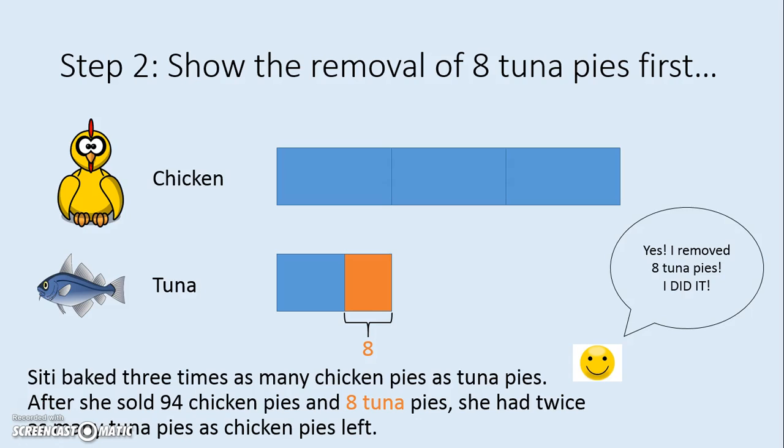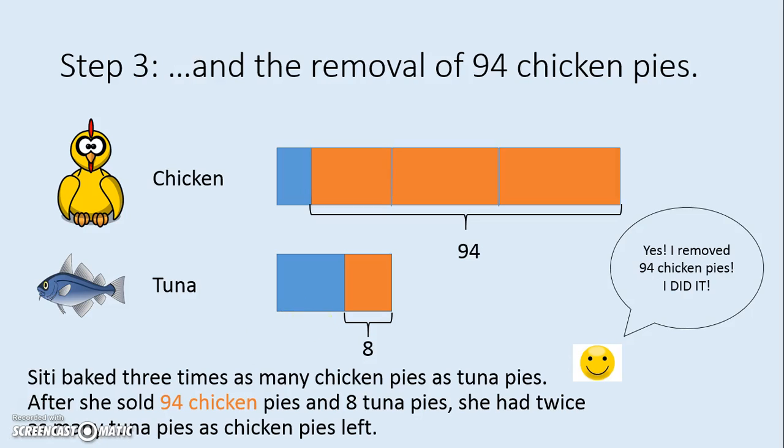Now, we show the removal of 8 tuna pies first. The 8 that were removed from the tuna pies are highlighted in orange. So removing 8 tuna pies, not quite difficult, isn't it? It's pretty straightforward as well. And then you do the same for the 94 chicken pies. If you have noticed one thing, this whole part here represents the 94 chicken pies that were sold.